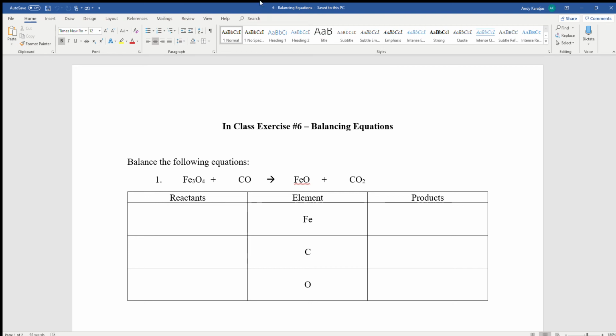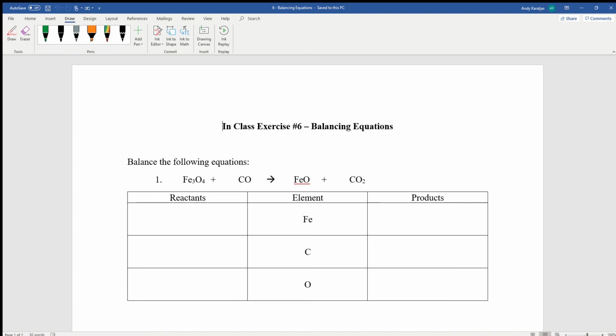So now that you've had a chance to try balancing some equations, let's go over a few of these. As I said, the ones on here generally start out relatively easy, relatively straightforward, and they progressively get more difficult. So let's start with our first one.